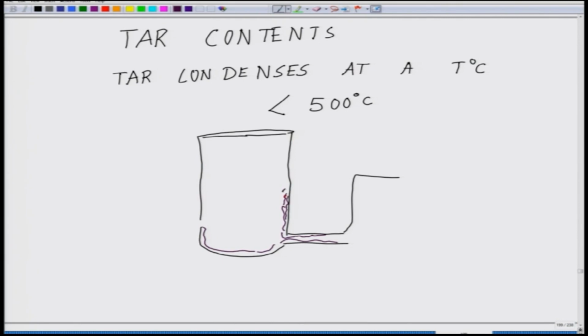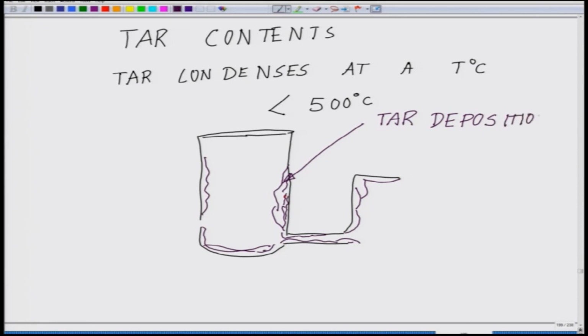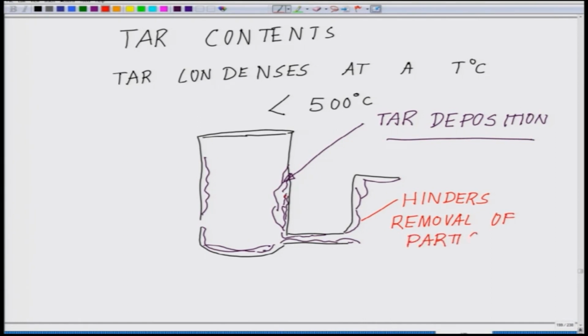There will be a lot of inefficiency arising because of this kind of tar deposition on the surface, and this has to be either scraped off or, by using different techniques, you have to get rid of it. So, this is a perennial problem that you deal with. Tar deposition also leads to a second problem: it hinders removal of particles. Okay.